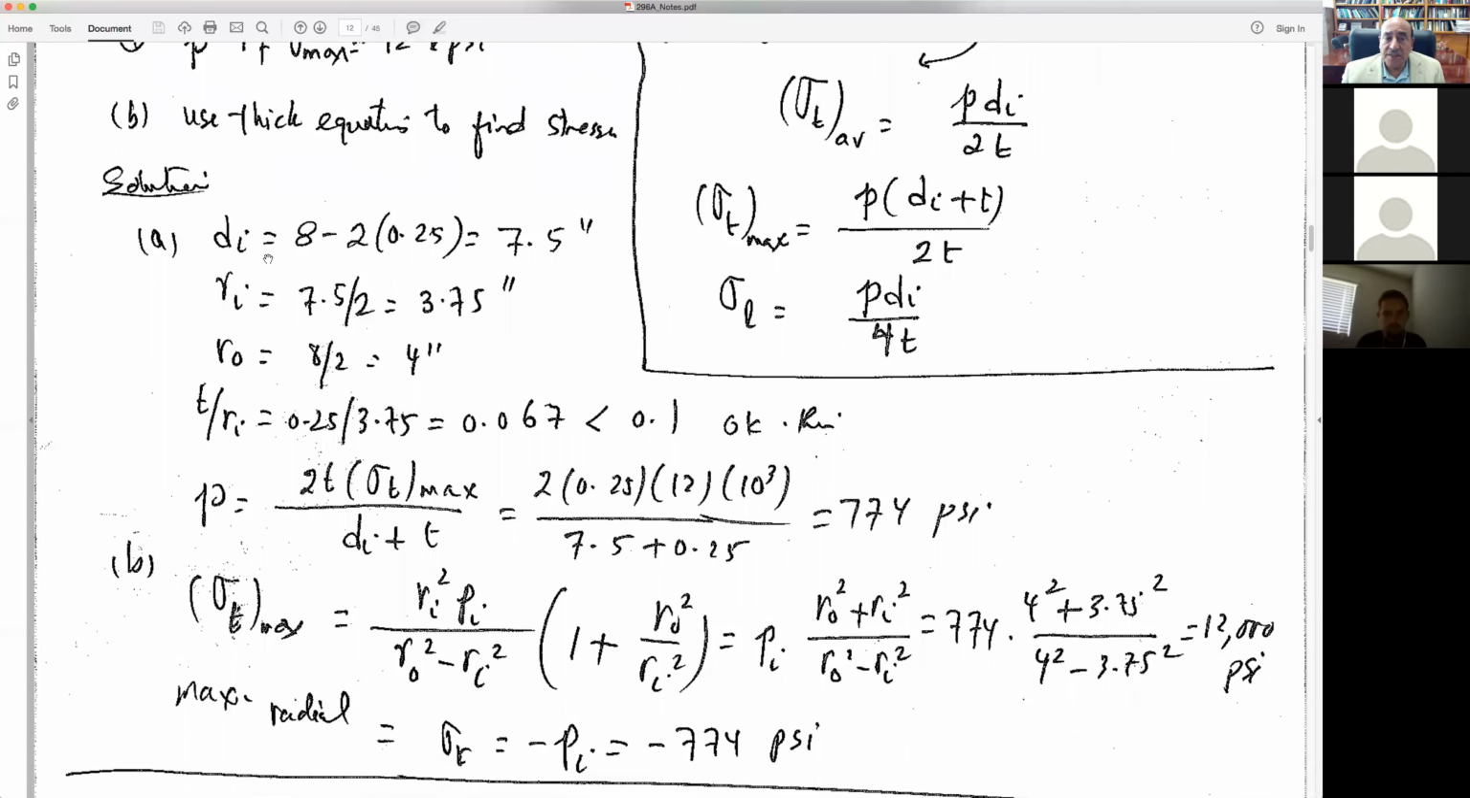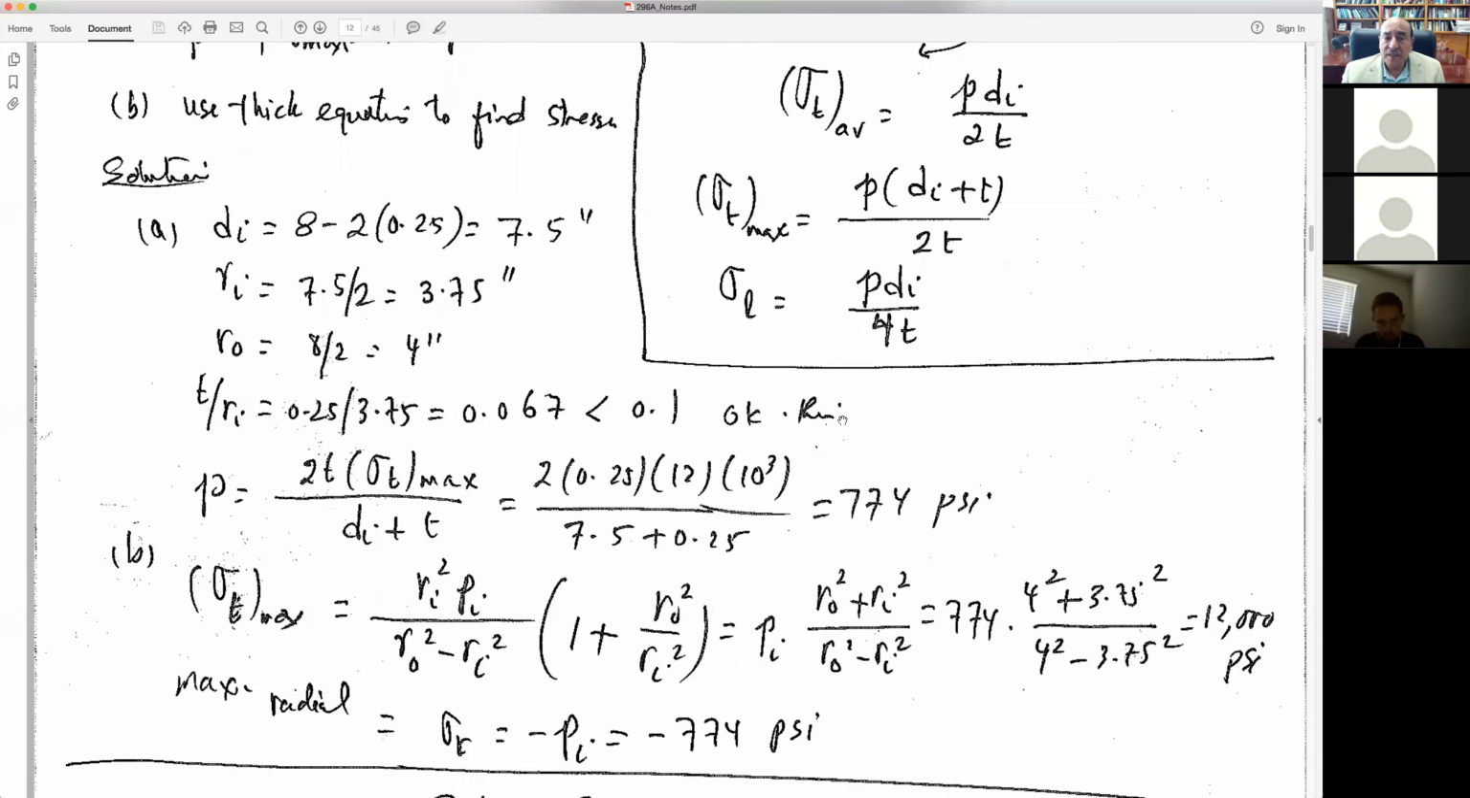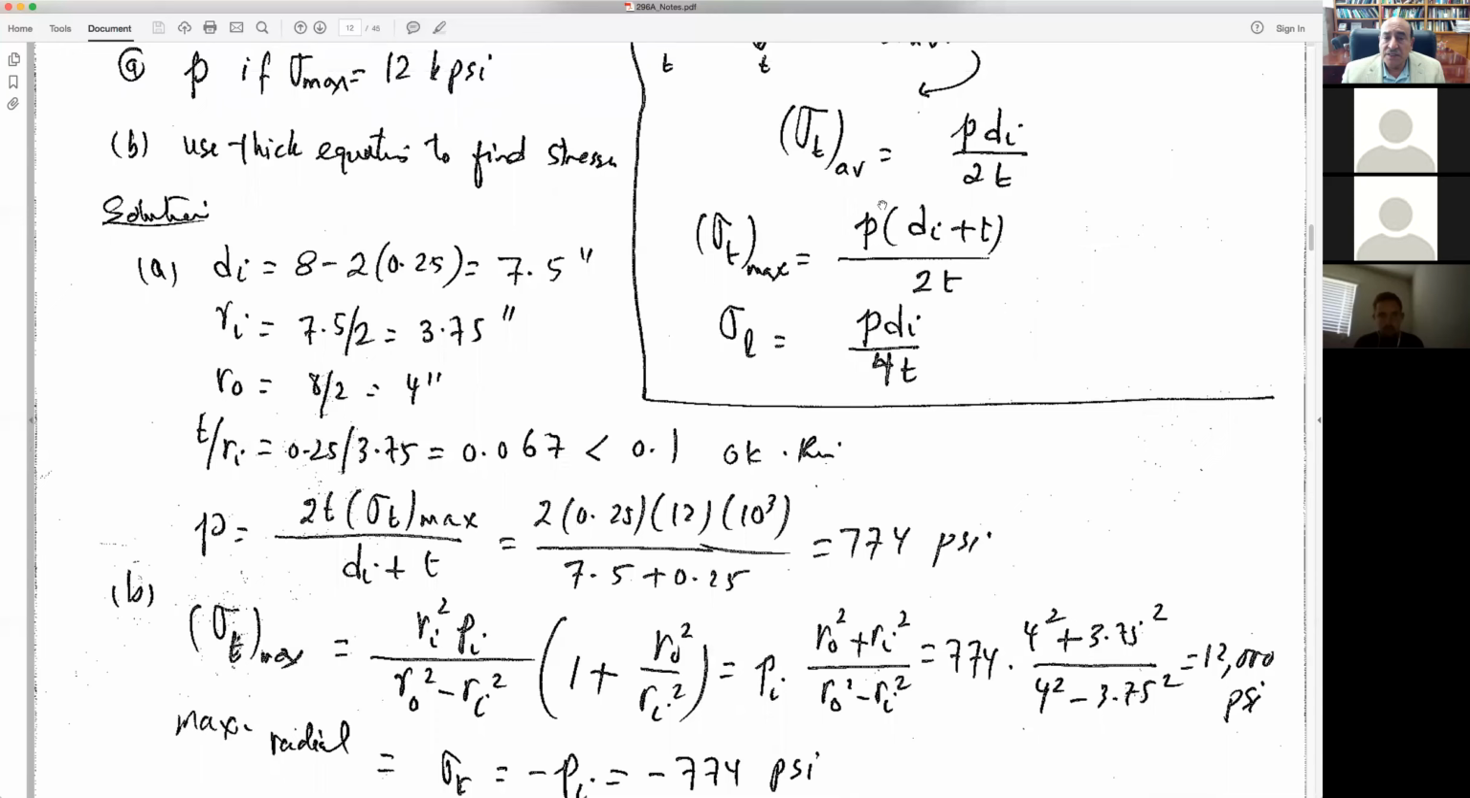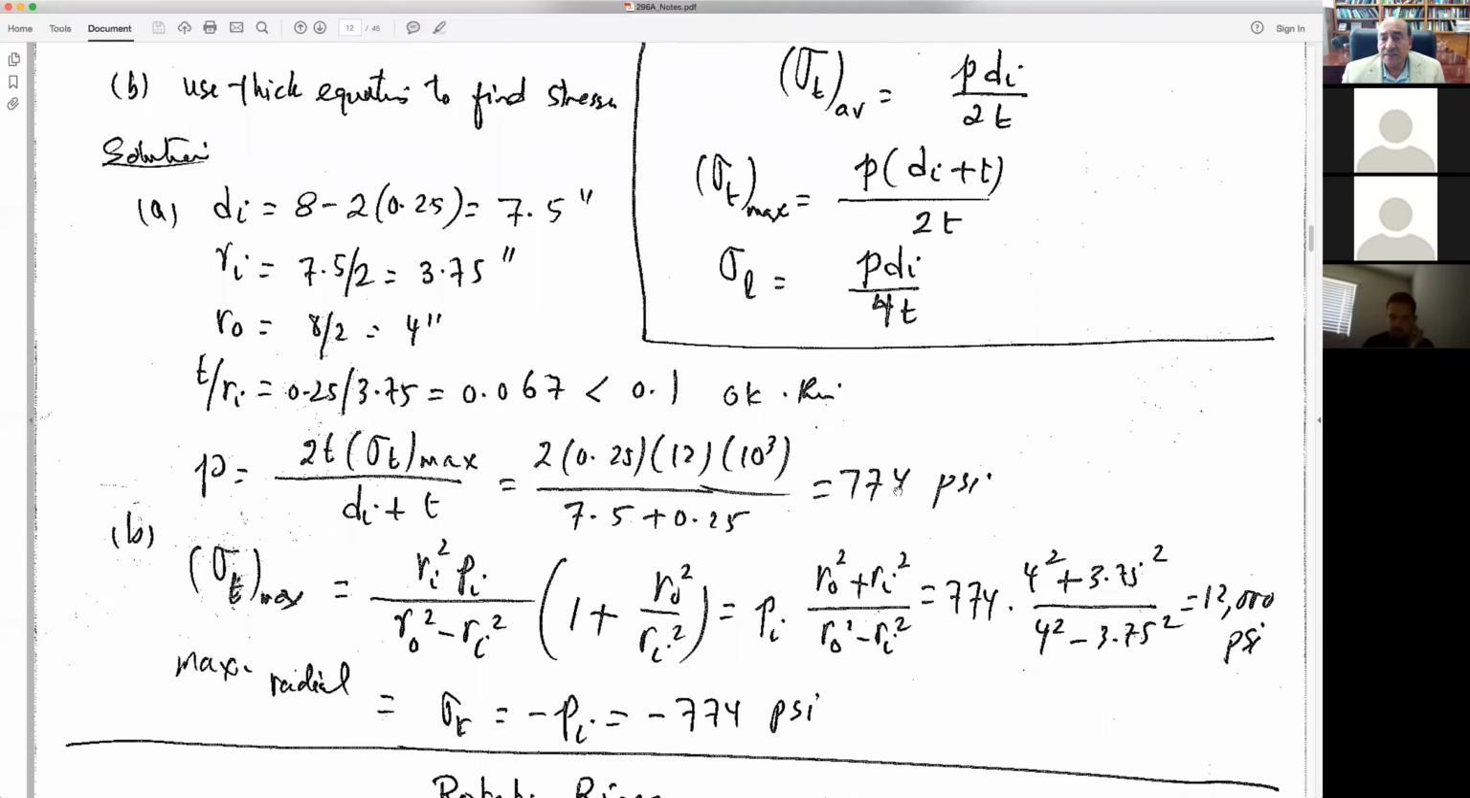So the solution is that we get the inner diameter by subtracting twice the thickness, and then the inner radius, and then the outer radius. So the inner is 3.75, outer is 4, and then the t over r, to assure ourselves that it is less than 10%, that it is okay to use the thin tube approximation. And with that, we can use this formula, since we are allowed 12 KSI, we know everything except the pressure, and the pressure is 774 PSI. And then the exercise is to compare that to a thick pressure vessel.